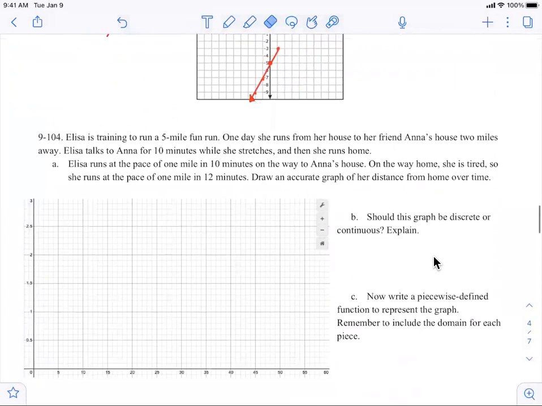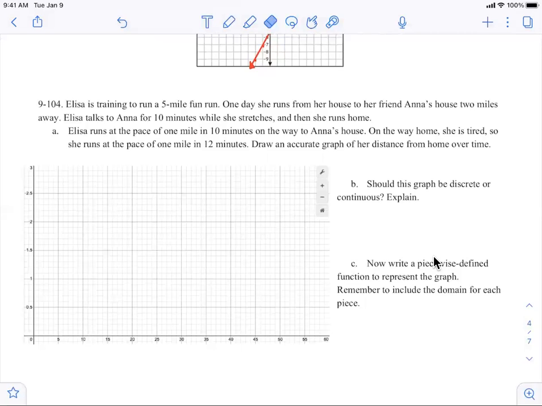And it's 104. Elisa is training for a 5-mile run. One day she runs from her house to her friend's house, Anna's house, 2 miles away. Elisa talks to Anna for 10 minutes while she stretches and then runs home. Elisa runs at a pace of 1 mile in 10 minutes. Dang, that's like Mr. Allers' pace. On the way to Anna's house. On the way home, she's so tired she runs at a pace of 12 minutes per mile. Draw an accurate graph of the distance over time.